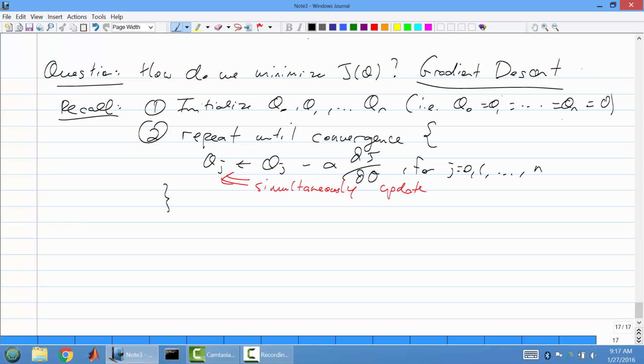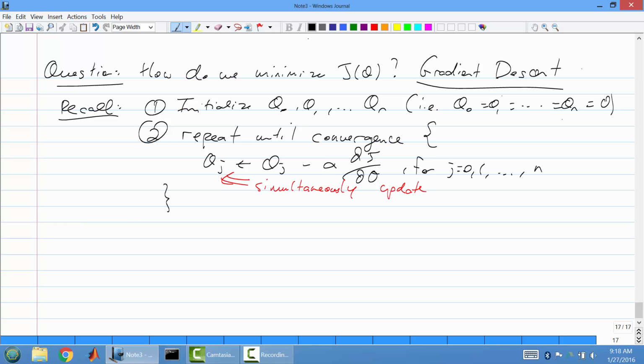Okay, so how do we actually minimize the cost function? We talked about gradient descent. If you recall from the algorithm, you have to start off at some initial point, right? So you have to initialize theta 0, theta 1 up to theta n to be whatever you want. In this case, you can assume that they're all 0 for now. And then you repeat the following until a maximum number of iterations, or until the algorithm converges, if the difference between the costs is less than some amount.